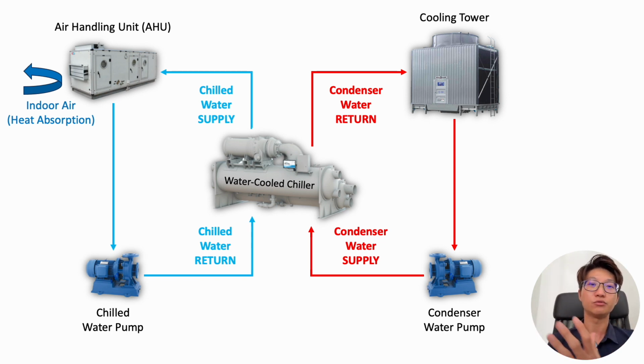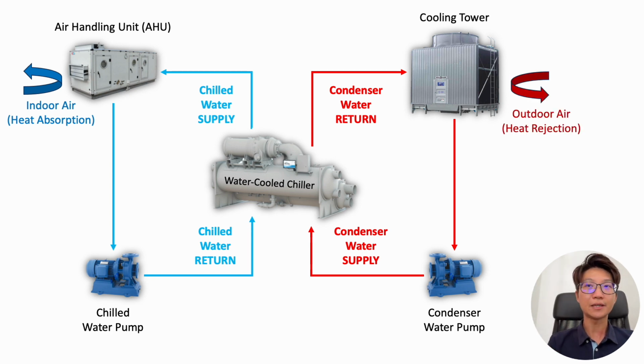Water cooled chiller will use a cooling tower. Then again the same thing, the water will go back to the pump, then it will cycle as a loop. This is the condenser loop. At the cooling tower, it will use outdoor air for heat rejection. We throw the heat outside to the air.